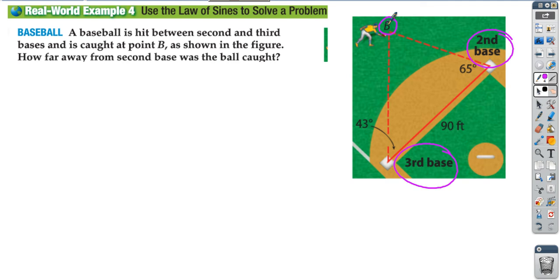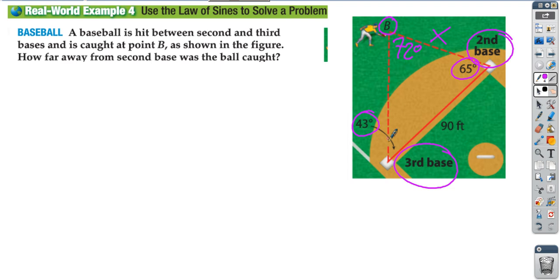Well, obviously we can't have two triangles here because they gave us a triangle. So we don't know this part right here, how far away from second base. So we'll call that X. First of all, they're giving us 2 out of the 3 angles in a triangle. So if we add those together and subtract from 180, 43 plus 65 is 108. And 180 minus 108 is 72, so that will help us.